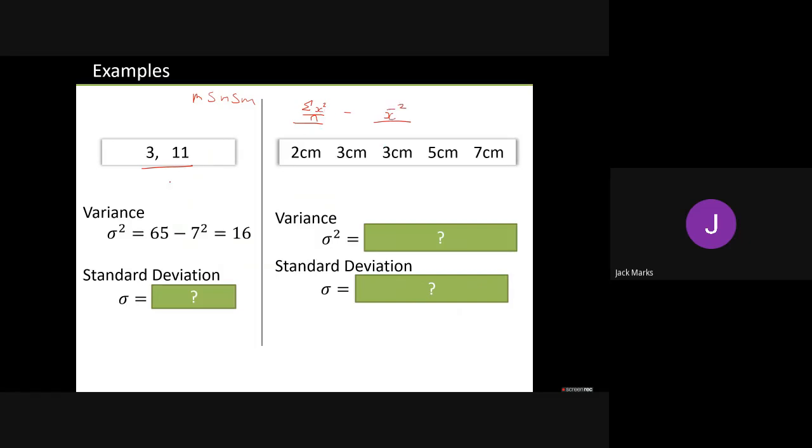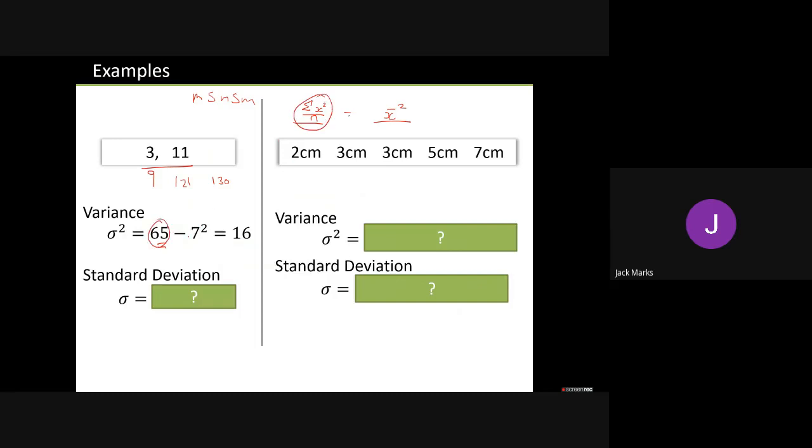So if I do x squared, well, that's 9 and 121. That's x squared. If I add them all up together, what will I get? I'll get 130. If I divide it by the pieces of data, well, there's 2. So hopefully you can see there, I will get 65. This term on the left is 65.